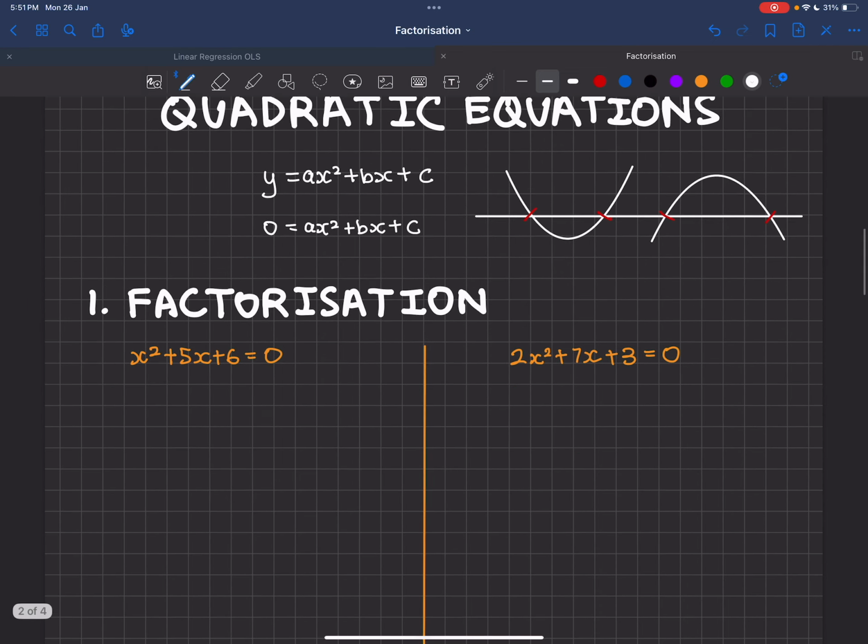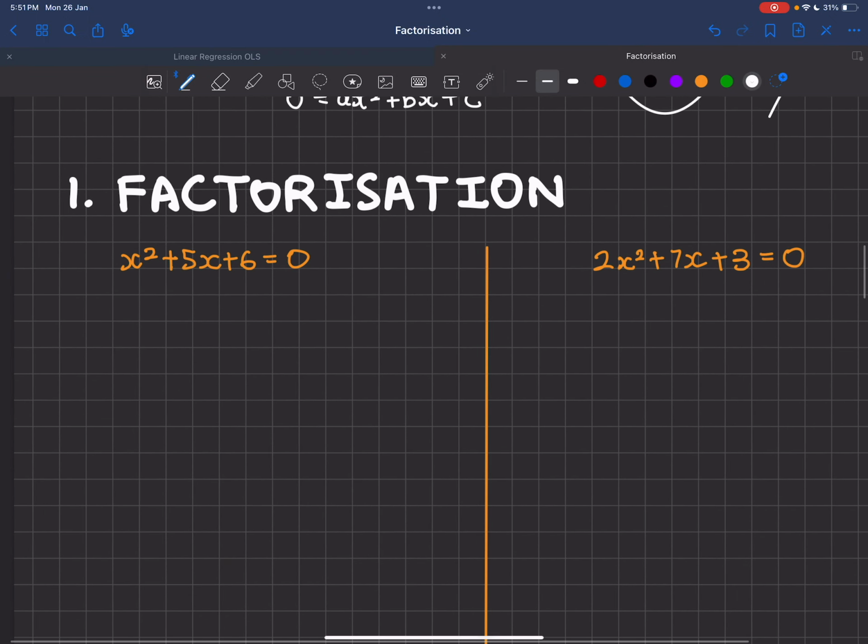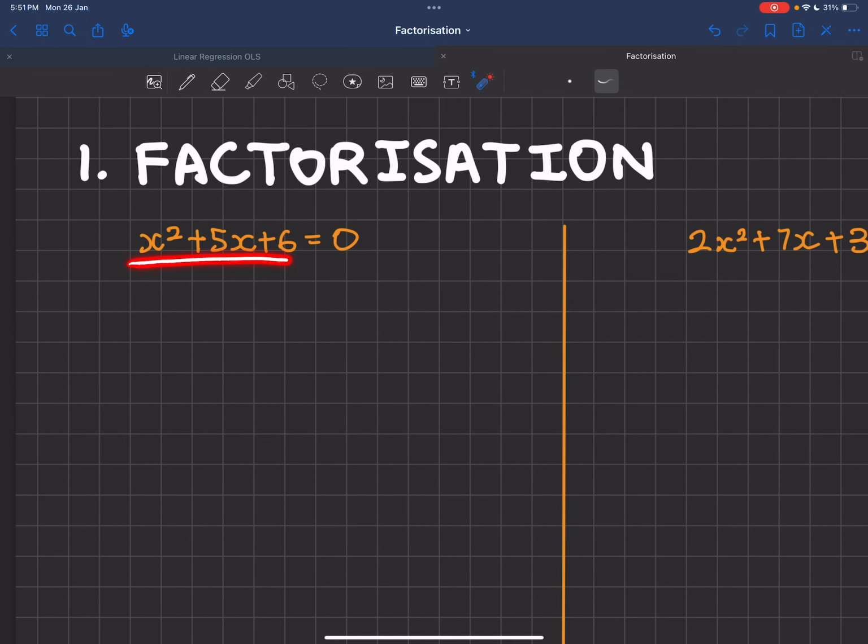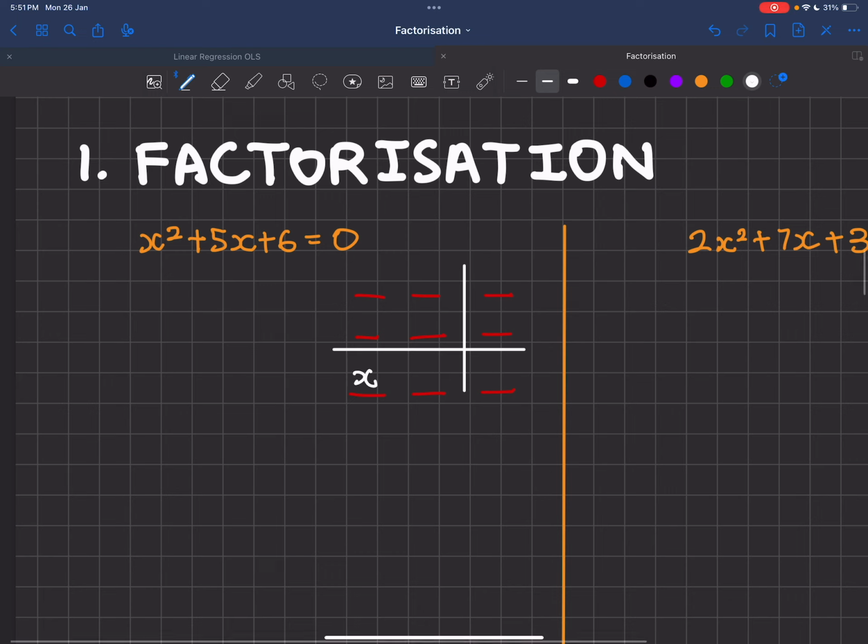Yep, so now let's get started on the first method called factorization. Let's look at this equation, x squared plus 5x plus 6. We can first draw a box. I love to use this method, so I really encourage you to use this method. We have a few entries that we need to put. Don't do this in the exam, it's just walking you through right now. So this will be x squared. And where do we put the 5x and 6? We put the 5x here and the 6 here.